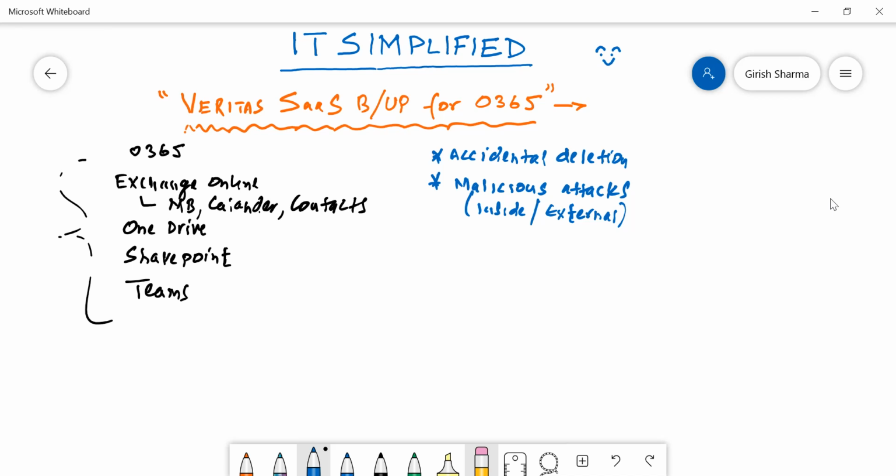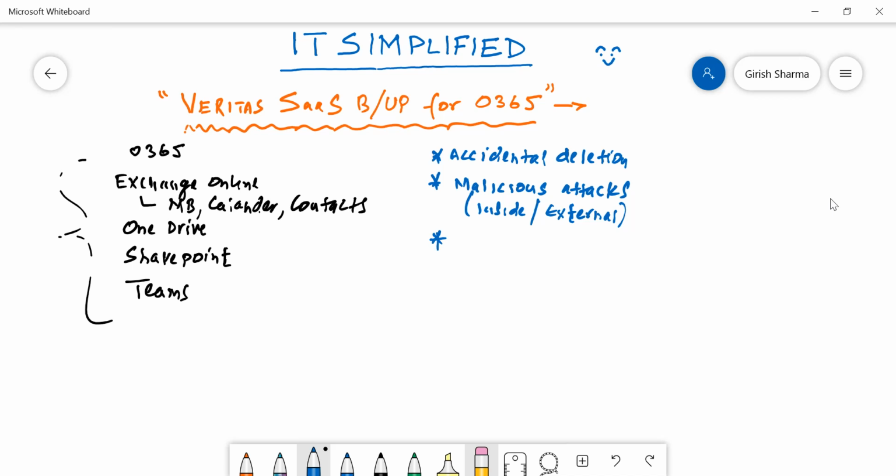And what happens in case that is deleted and you don't have that data to restore from? So it's important that you need to have, for all these malicious attacks, both from inside as well as external threats, those solutions in place. So that's another reason.